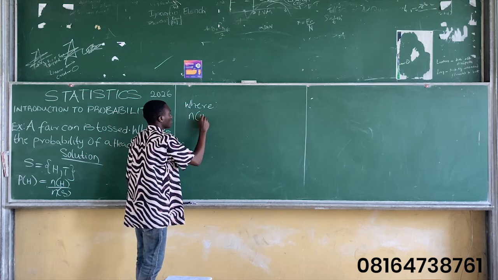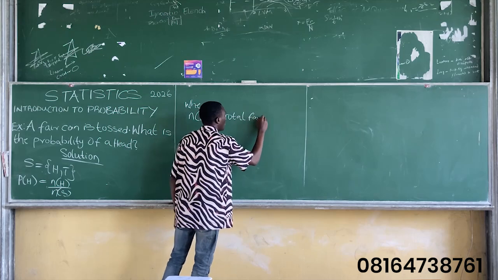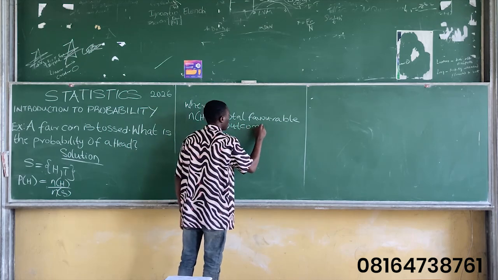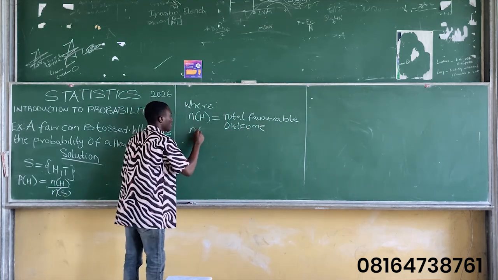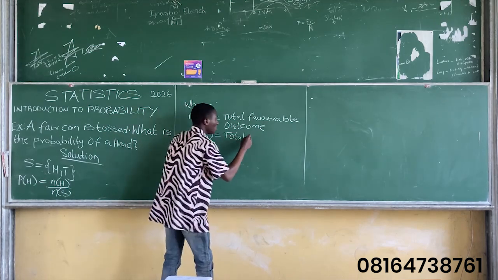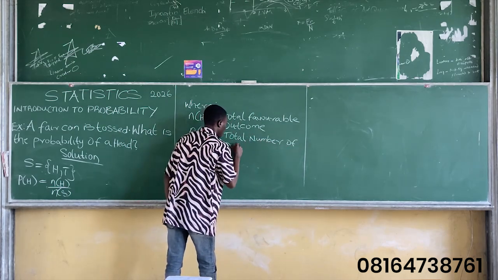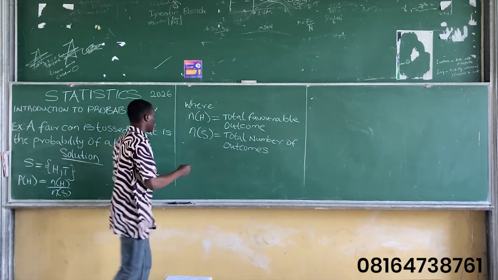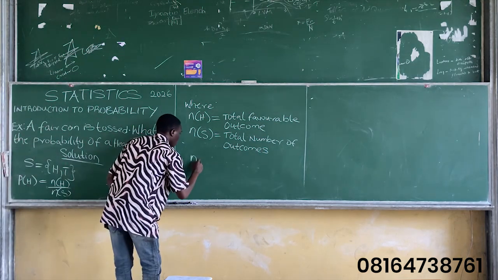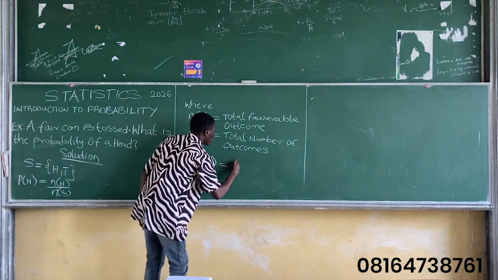N of H is the total favorable outcome for this experiment, and N of S is the total number of outcomes, which is the sample points for this sample space S. So N of S, we have 2 sample points, heads and tails, is equal to 2.